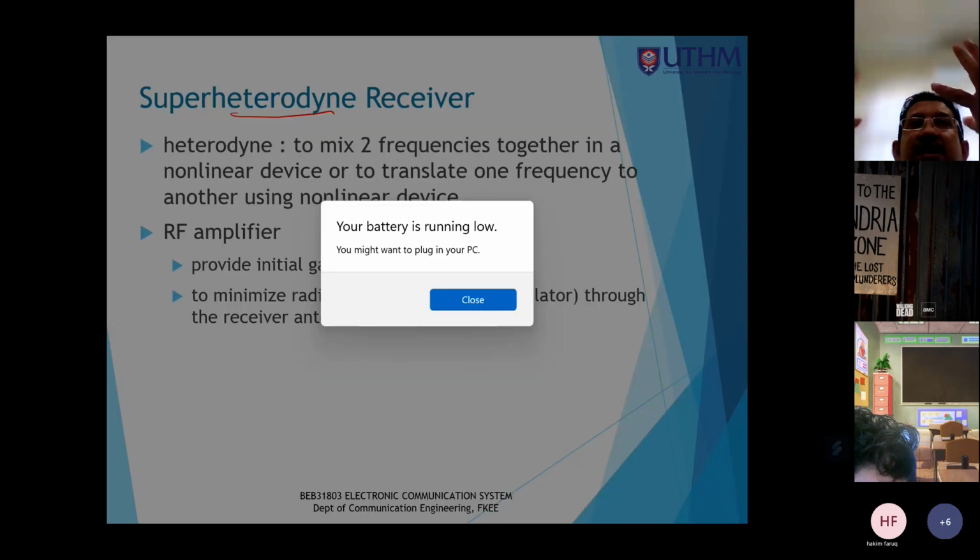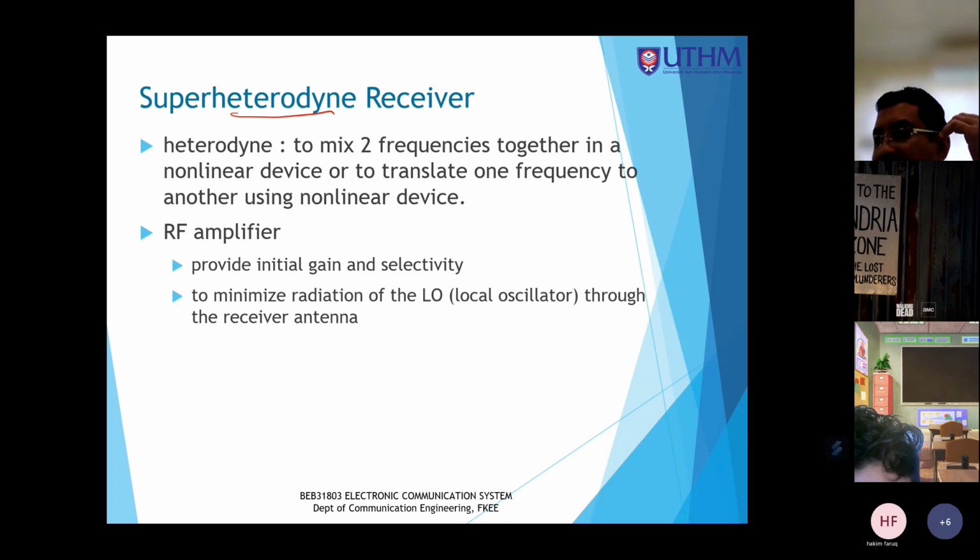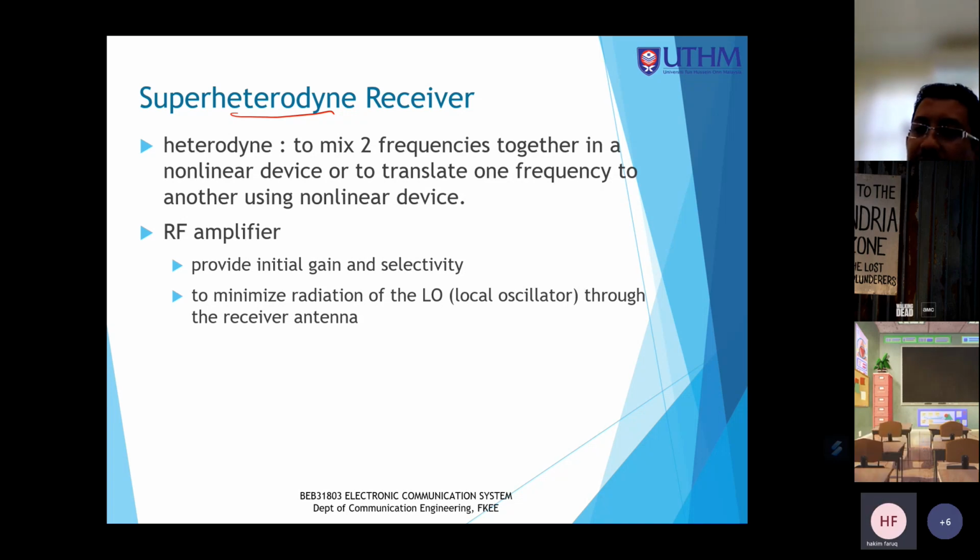Okay, so mixing is actually referring to the... okay, so sorry, boleh dengar suara? Boleh. Okay, sorry tadi bateri tiba-tiba low so saya sambung adapter.